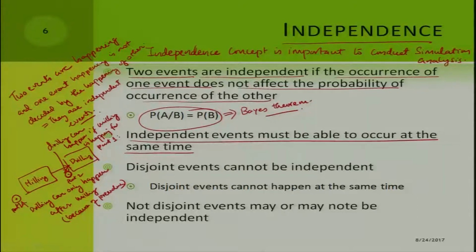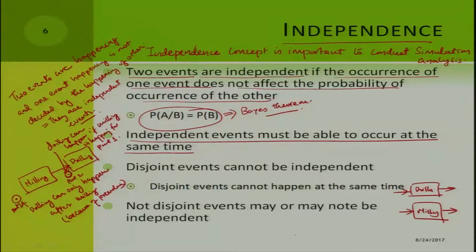So, what I am trying to say is that if you had a factory like this, milling and drilling, and parts come and go to milling, parts come and go to drilling, then you can say that the occurrence of milling does not influence the occurrence of drilling. So, then you can think about it as an independent event, whereas in the previous case you cannot really think about it as an independent event.